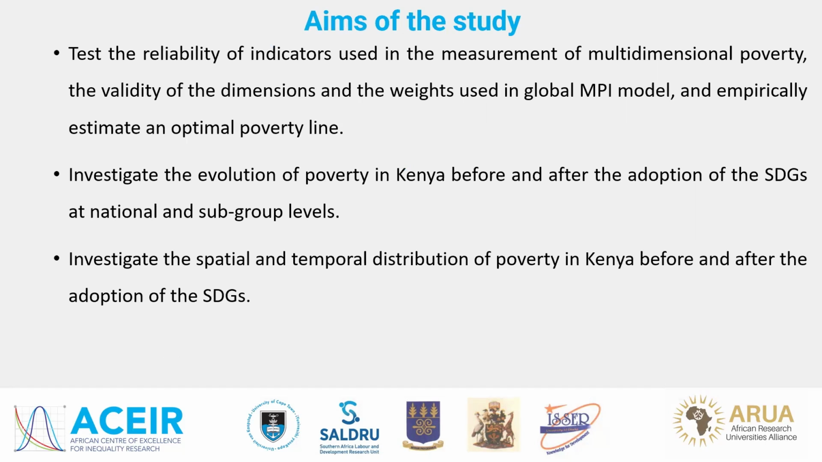Having presented that, what do we want to do with our paper? For the indicators I showed in the figure, we want to see in the Kenyan context how reliable the indicators are. For the weights that are usually assigned, how valid are the weights in the Kenyan context? And the poverty line of a third, is it actually appropriate for the Kenyan context or not? Once we do that, we can check the evolution of poverty. Here we say before and after the adoption of the SDGs, because 2014 was just immediately before, and 2022 is the last DHS we have. After that, we'll also look at the spatial and temporal distribution of poverty in Kenya.